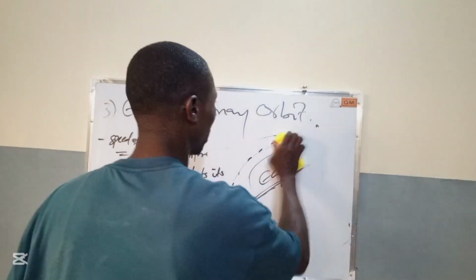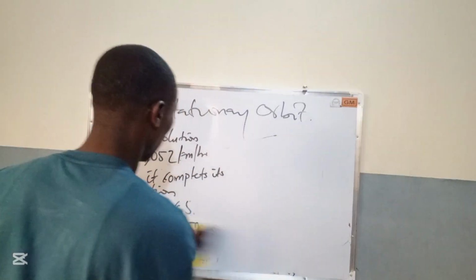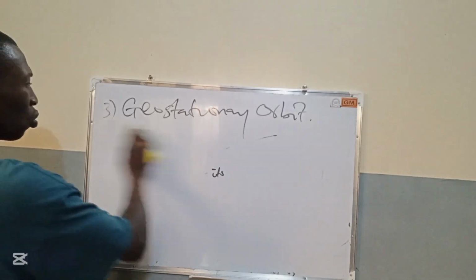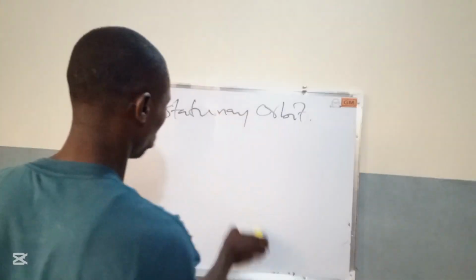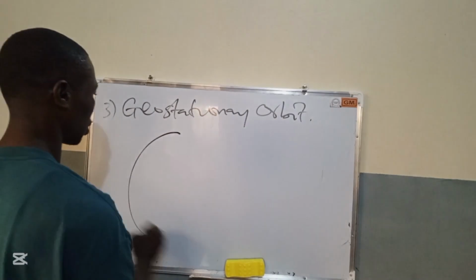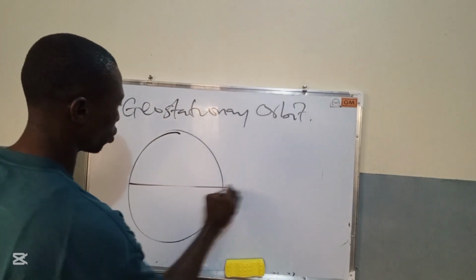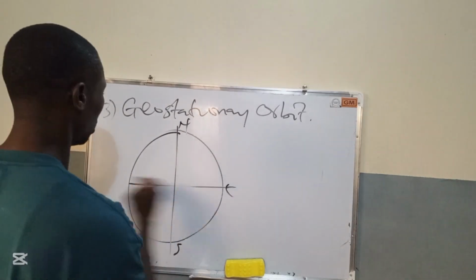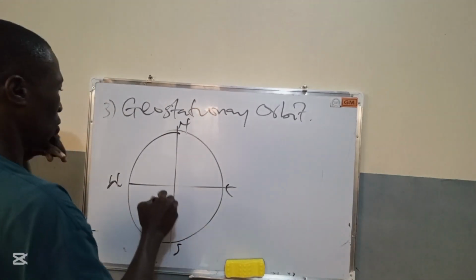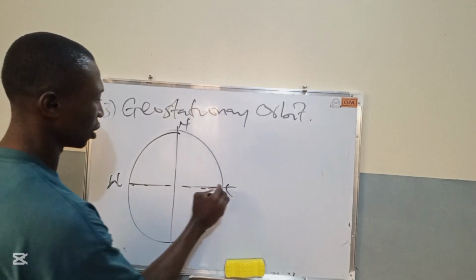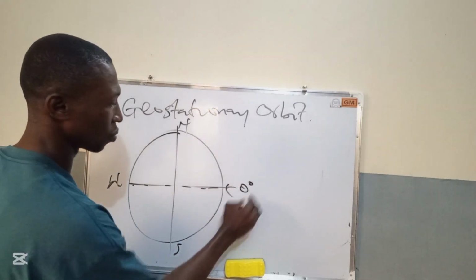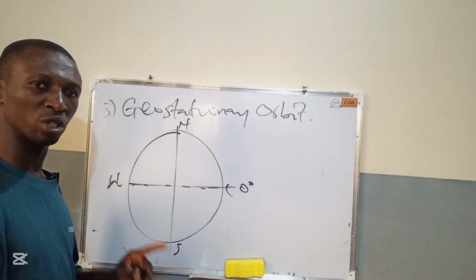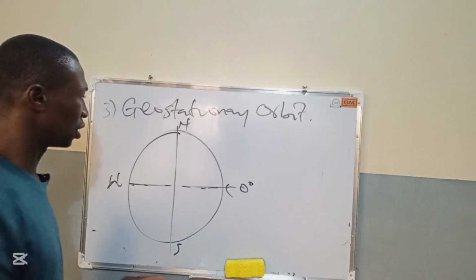You and I are aware that the earth itself is divided into longitudes and latitudes. Now this is the earth. This is the equator. I have the north, the south, east, west. Now, this is the equator, which is latitude 0 degree, the plane where the geostationary satellite is.